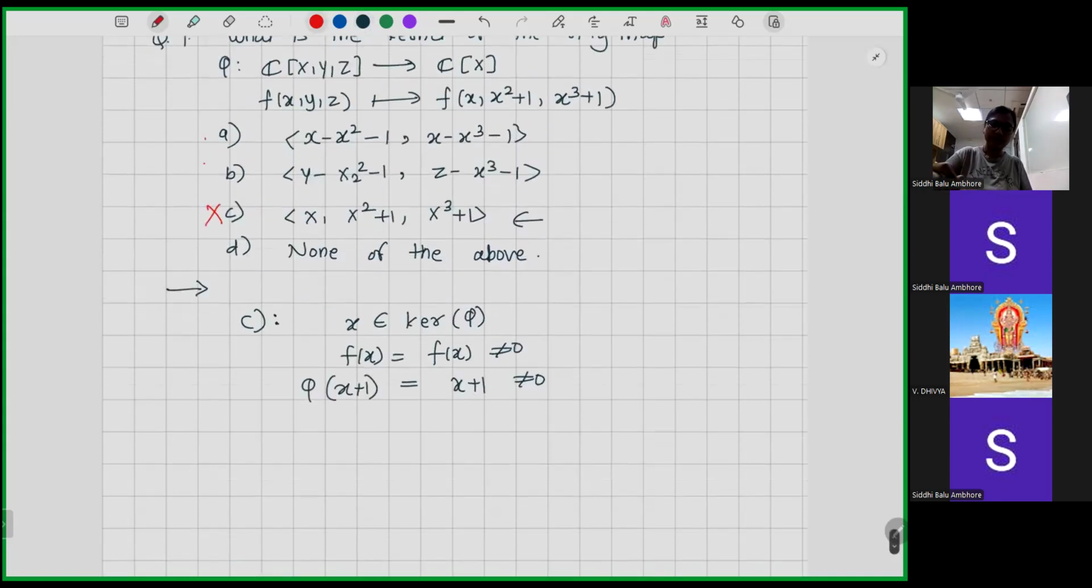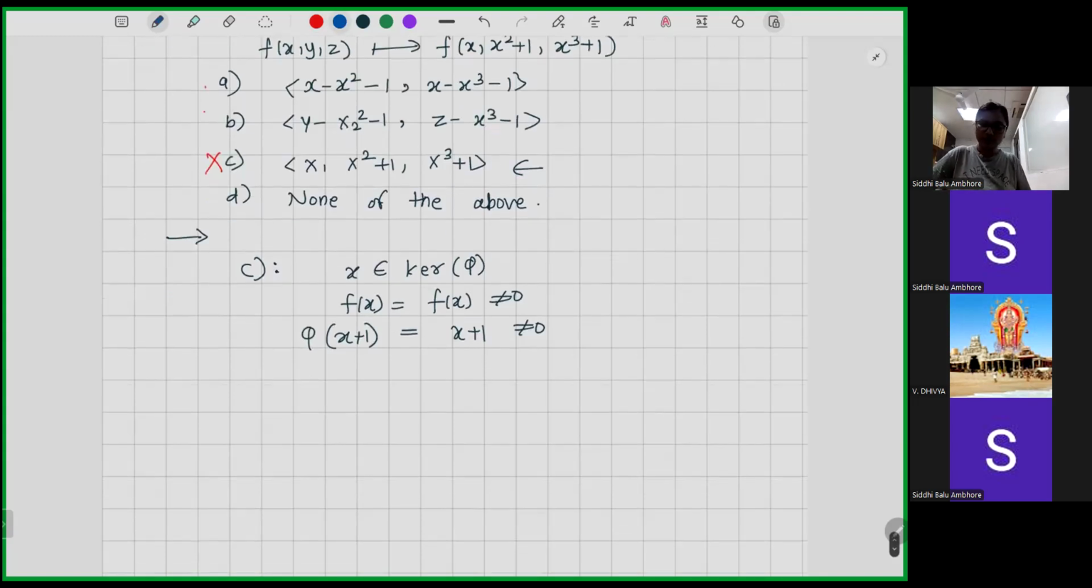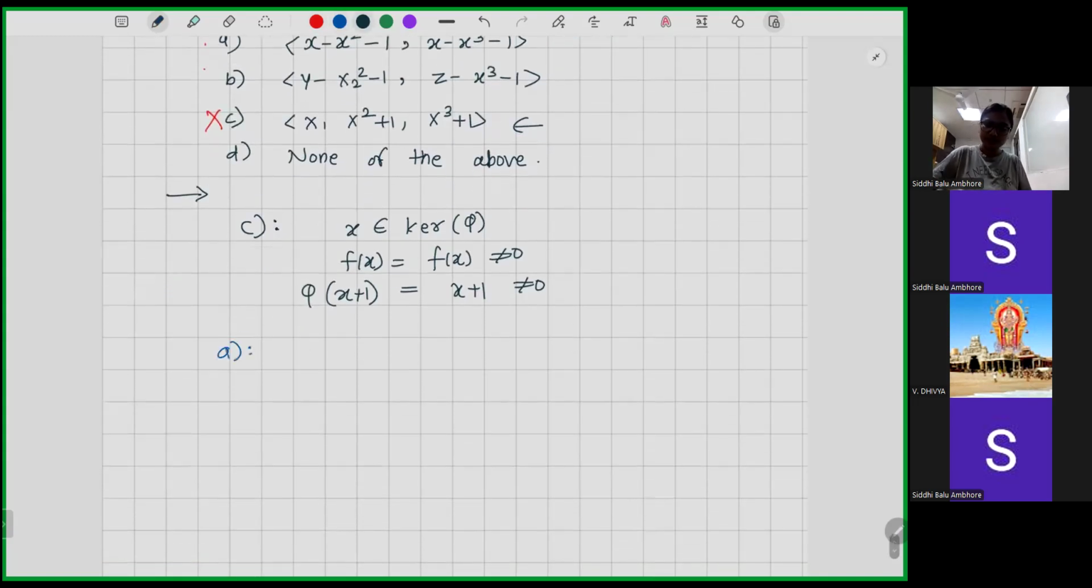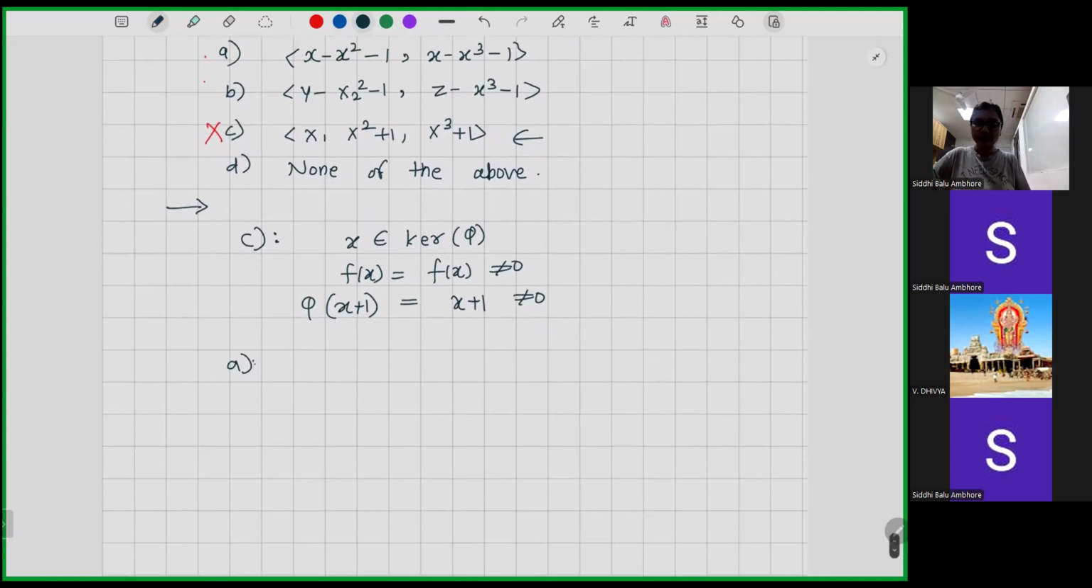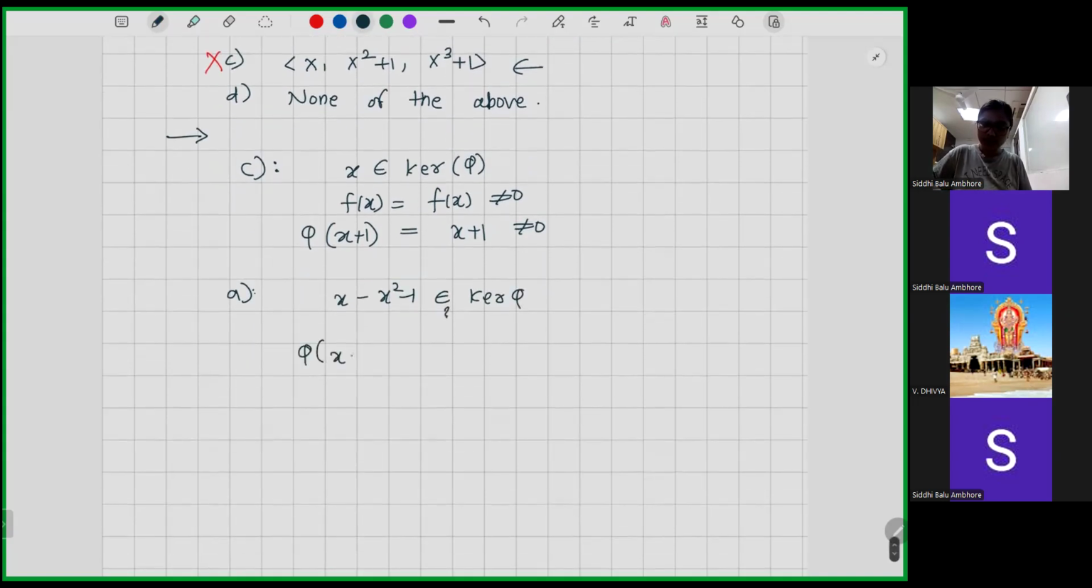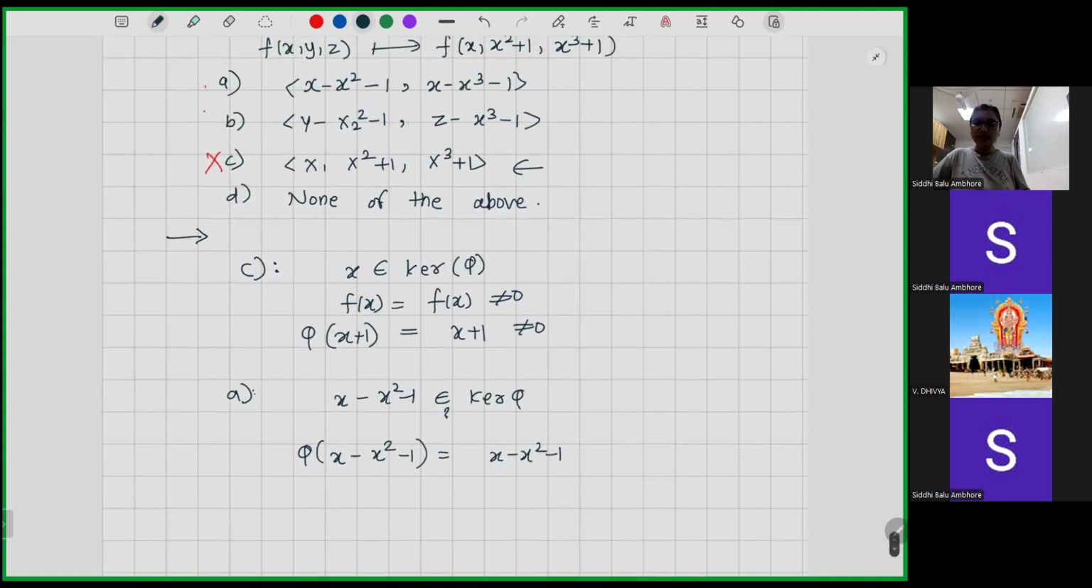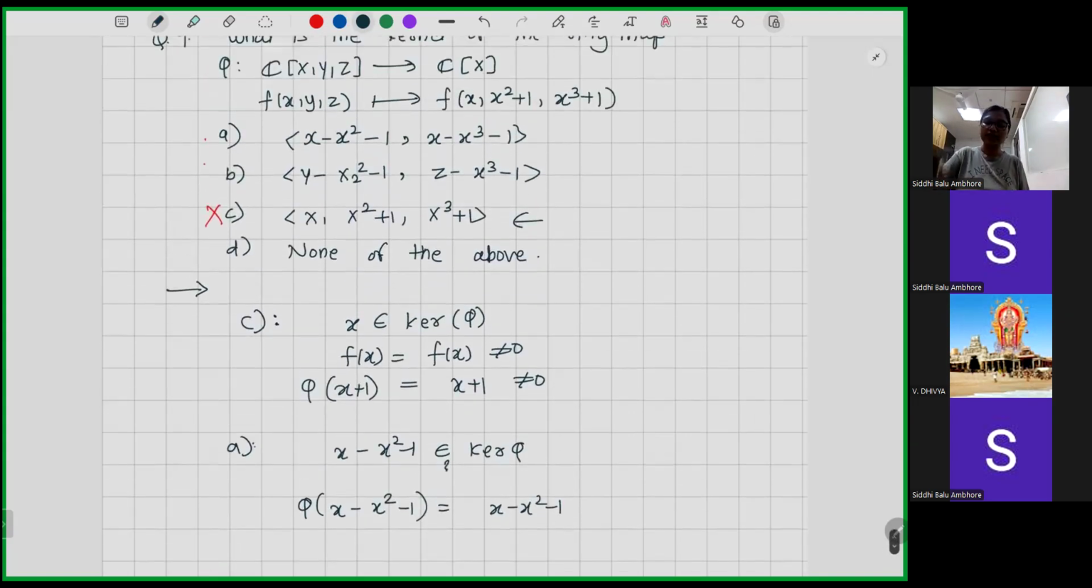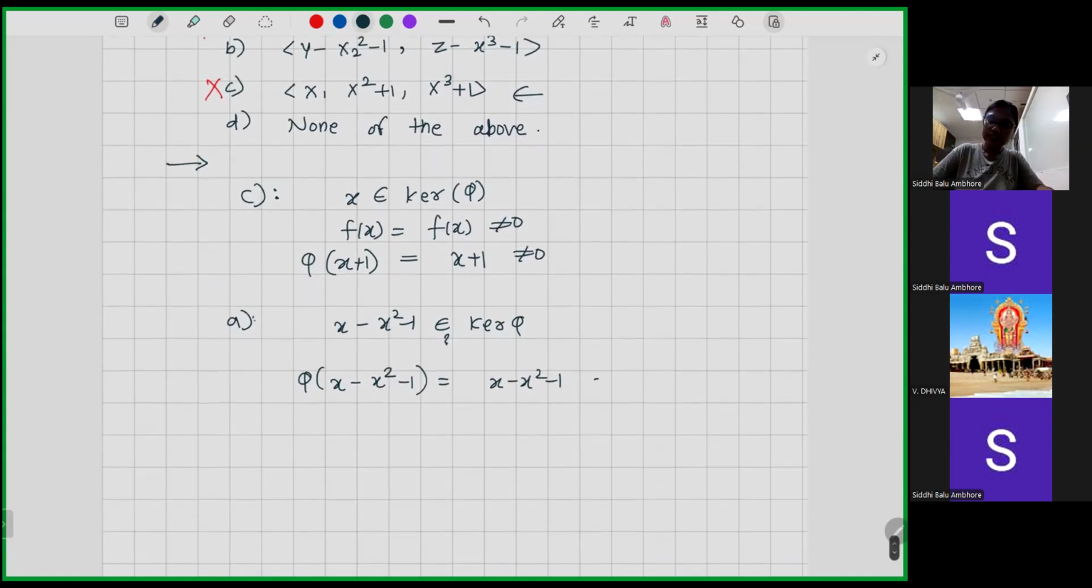Now, these two are still better candidates. So let us check for A. So what A has? It says that this belongs to the kernel. So what they are saying is that we have to check whether this belongs to the kernel of phi or not. Okay, so when I apply phi to this x square minus 1, it is what? x minus x square minus 1, right? Because there is no y term here. x anyway goes to x. So it remains as it is, and which is definitely non-zero.